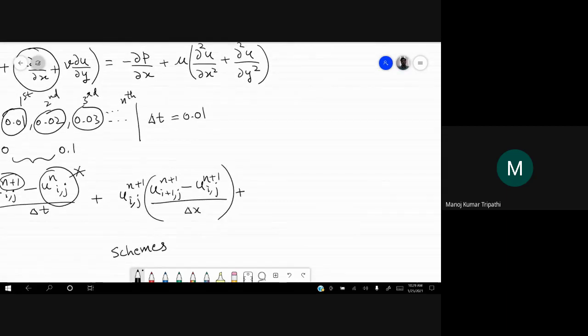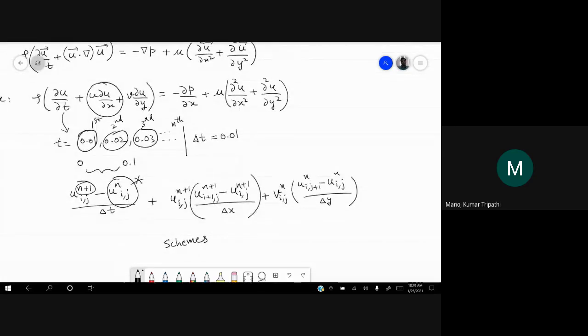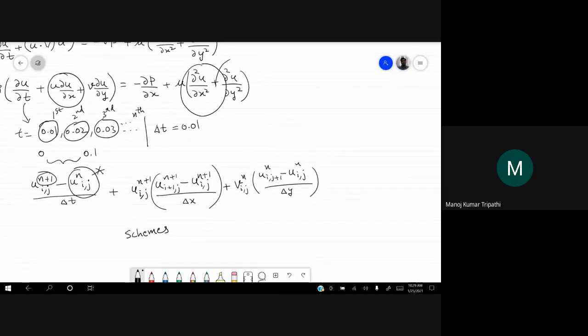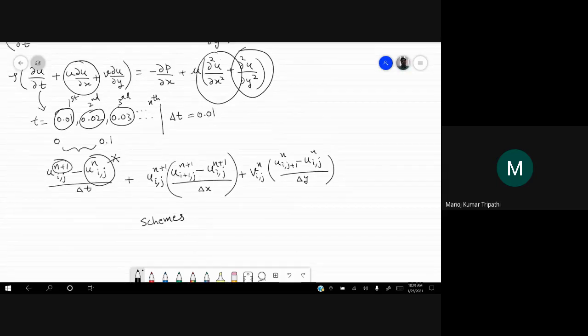Okay. Then the third term, v dou u by dou y, that can also be written v at i,j at n, and then u at i, j plus 1 minus u at i,j, by delta y. Okay. Similarly, pressure can be discretized, the pressure term on the right hand side. But now we have not seen how to discretize these terms, the second derivative. So now let us see that, how to do it.